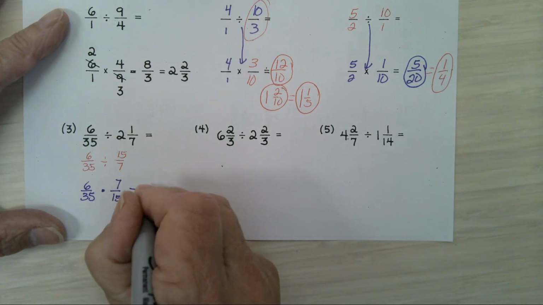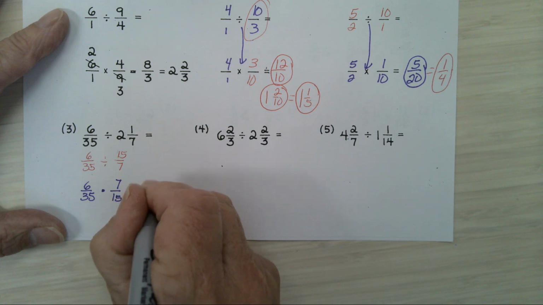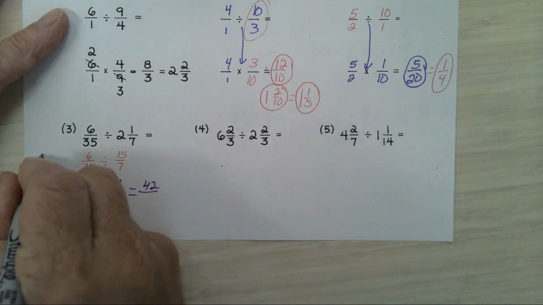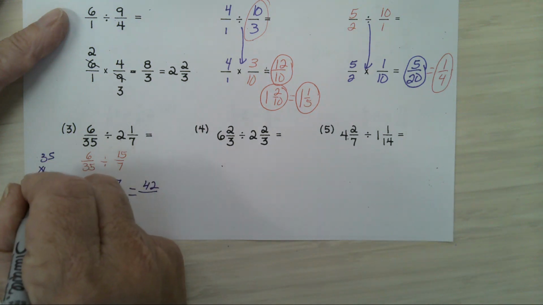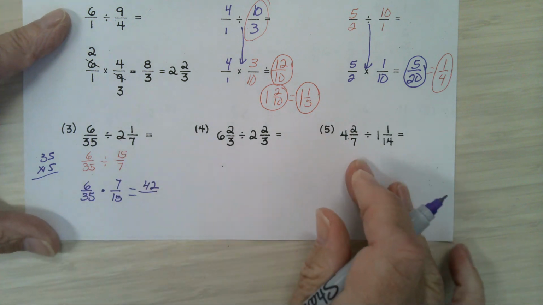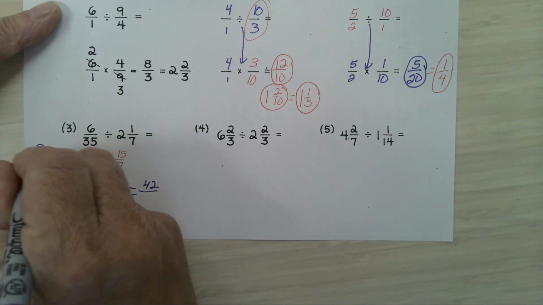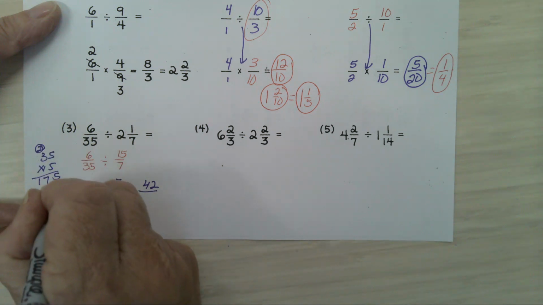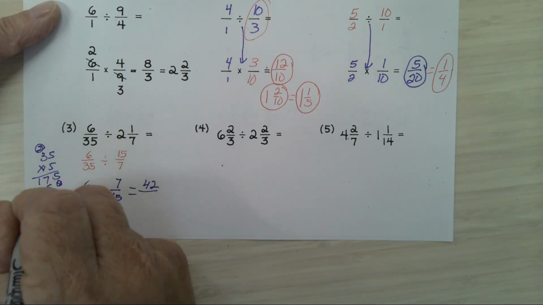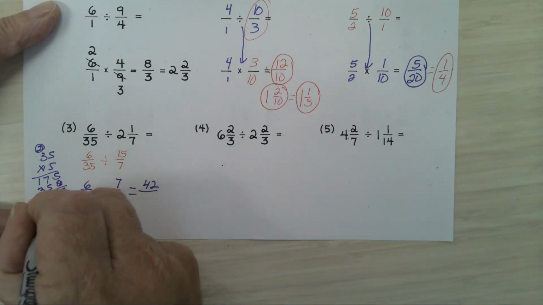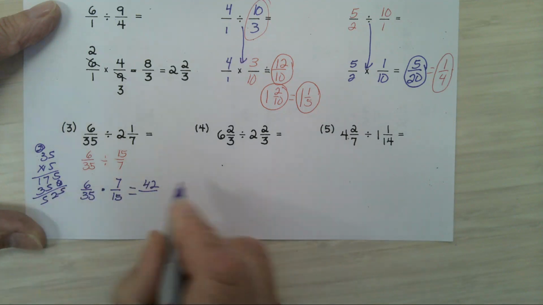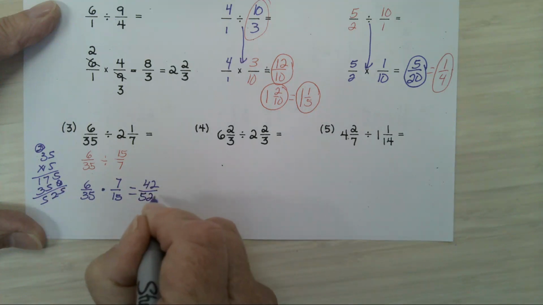7 times 6 is 42, and 15 times 35. I don't like to multiply by big numbers, but we'll just 5 times 5 is 25. Carry a 2, 15, 17. Place value 0. 525, that would be a fine answer.